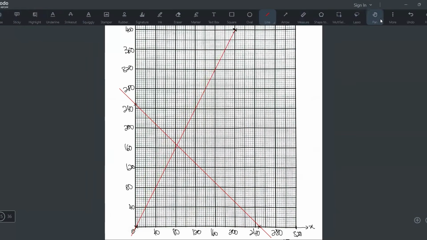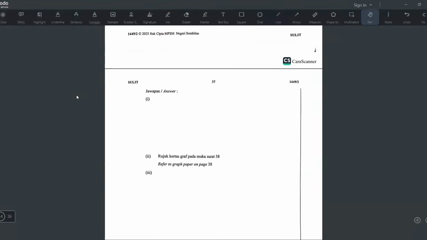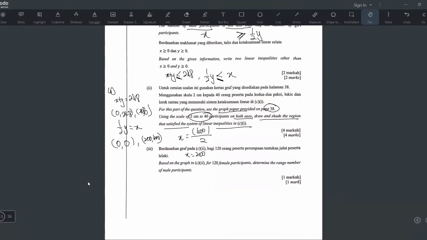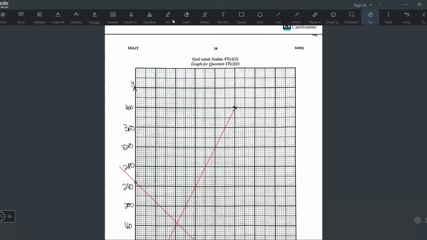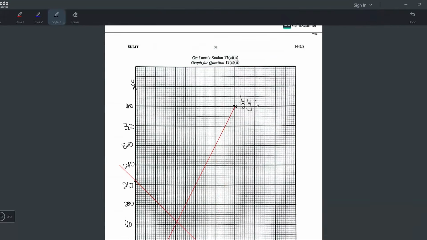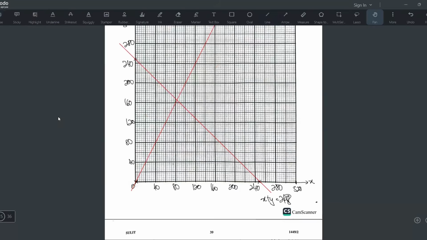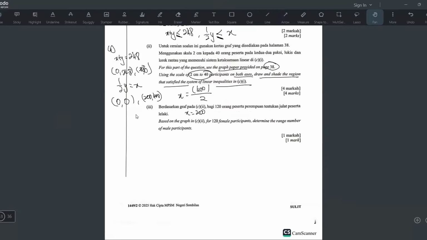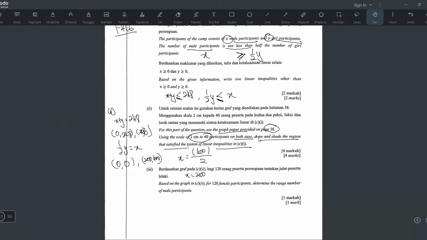It's a solid line also. Okay, what's the equation? I forgot. x plus y 248. 1 over 2y equals x. Or maybe some students want to write y equals 2x, that can also. Same thing. Now I think I will have to shade the region. Memang macam tu kan. So let's go back. They say draw and shade the region, right?